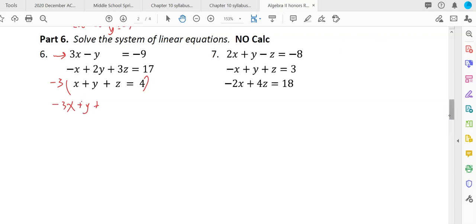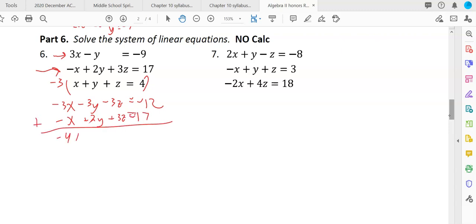Erase that. Okay, negative 3x minus 3y minus 3z equals negative 12. I'm going to take this equation, put it down below, so it would be negative x plus 2y plus 3z equals 17. So I'm going to add those together. I get negative 4x minus y equals 5. So now I have this equation and this equation.